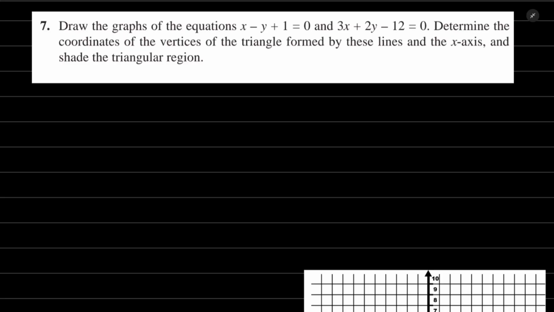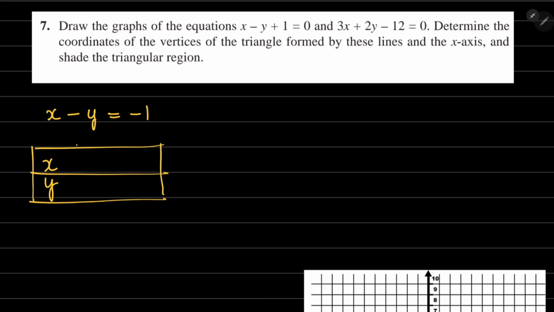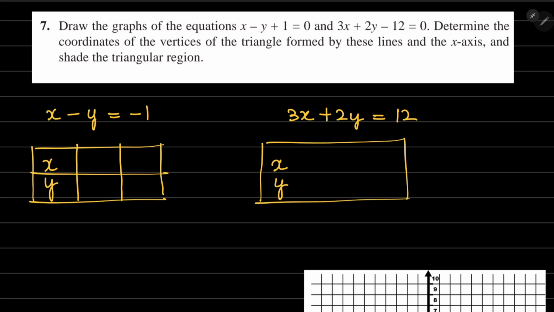Okay, so the first thing is x minus y, I can write it as equal to minus 1. Okay, so x and y, let us find some points for the first line. And the second line is 3x plus 2y equal to 12. So again, let us find out some points for x and y.